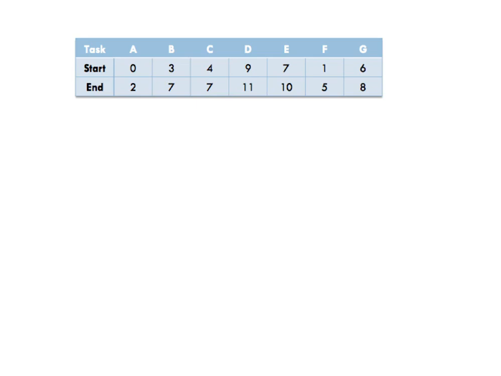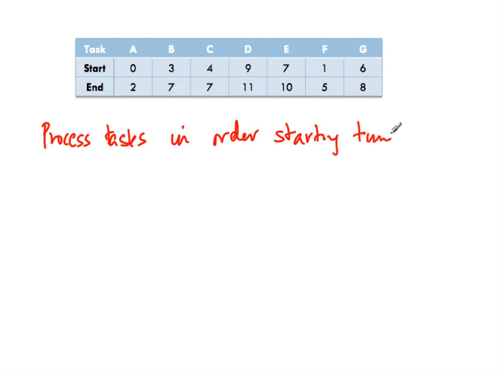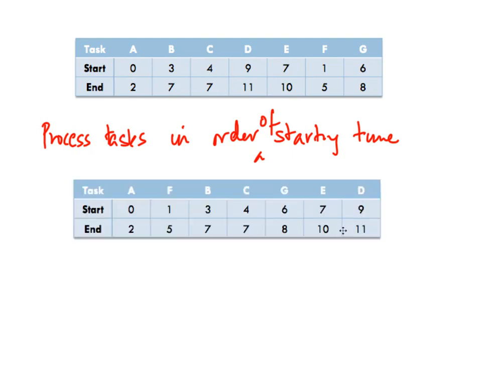So one way to think about this is to process the tasks one at a time in order of starting time. So we start with the first task that we have to work on, okay? And then we look at the second task and so on. So let's do that. So let's reorder these tasks in the order of their starting time. So if we do this, we now have the following order.